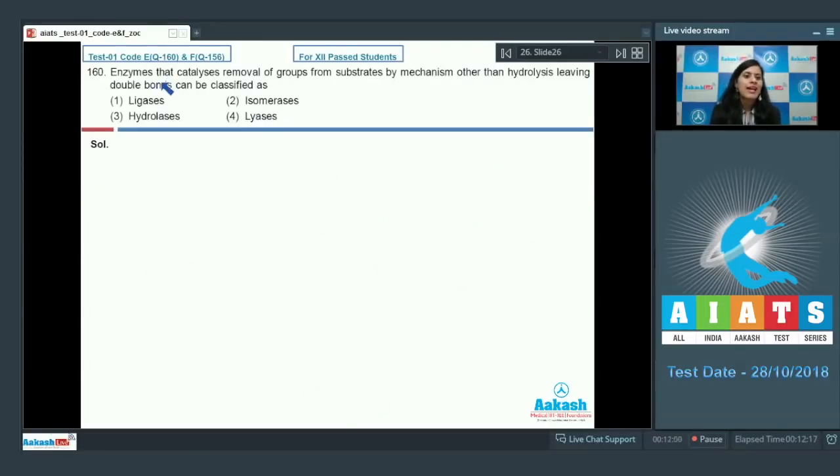Question number 160. Enzymes that catalyze removal of groups from substrates by mechanism other than hydrolysis, leaving double bonds, can be classified as. And this is a direct question from your NCERT book, and the answer is option number 4, lyases, because these are the enzymes which involve a mechanism other than hydrolysis and catalyze the removal of groups from substrates. Let's discuss other options also. The very first option given is ligases, and these enzymes catalyze covalent bonding of two substrates to form a large molecule. So this cannot be a correct answer.